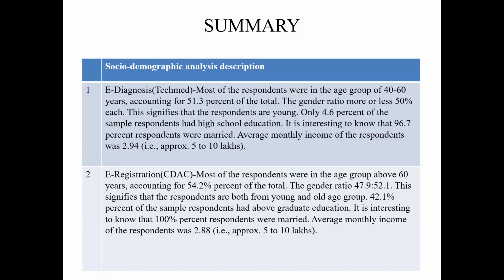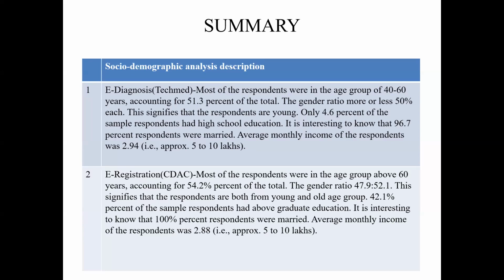So this is the summary. E-diagnosis: most of the respondents were in the age group of 40 to 60 years, accounting for 51.3% of total. Gender ratio is more or less 50% each. This signifies that the respondents are young, and only 4.6% of sample respondents had high school education. It is interesting to know that 96.7% respondents are married and average monthly income of the respondent was 2.94, that is approx 5 to 10 lakhs.